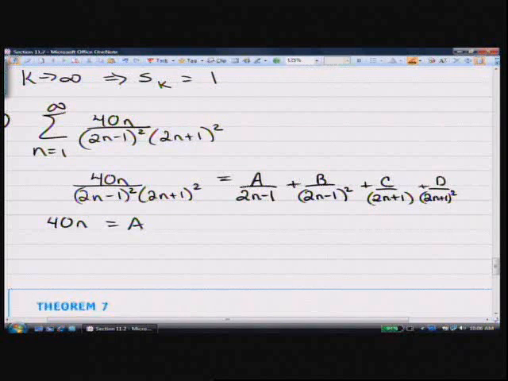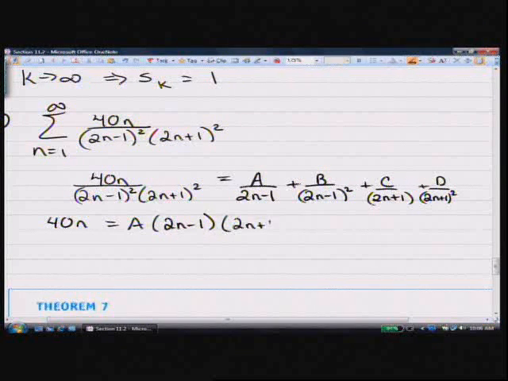A will get, A has a 2n minus 1, right? So remember, this is that common denominator stuff. So it needs another 2n minus 1 because your common denominator is 2n minus 1 squared times 2n plus 1 squared. So all A has is a 2n minus 1. So it's going to need another 2n minus 1. And then it has to have the 2n plus 1 squared. You with me? All right. And then how about B? Can you tell me what B needs, Brandon?